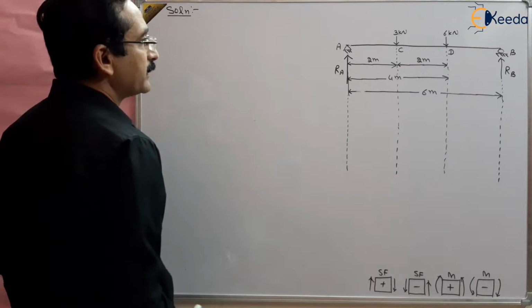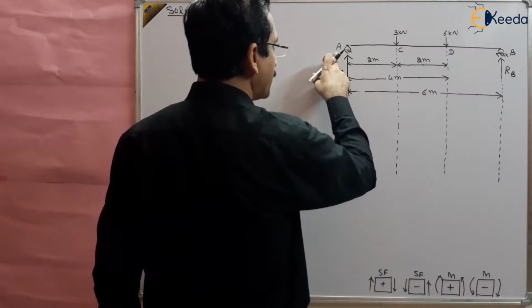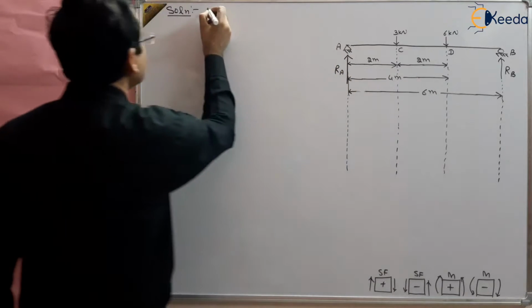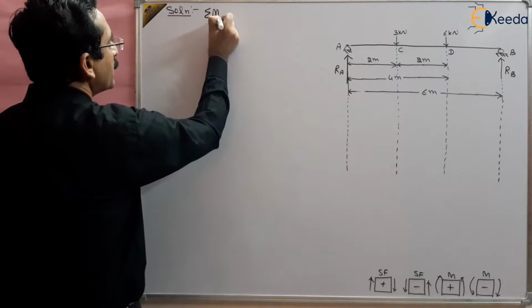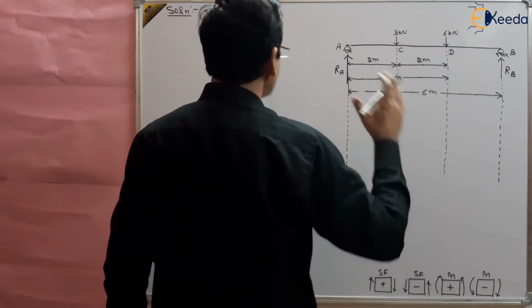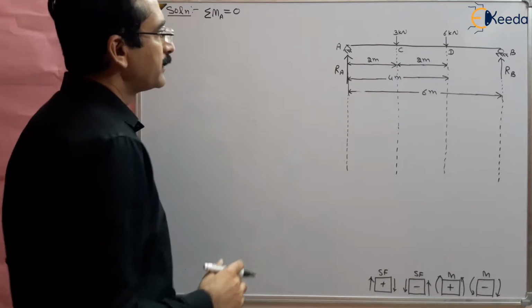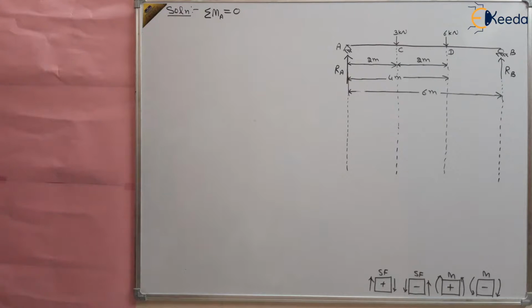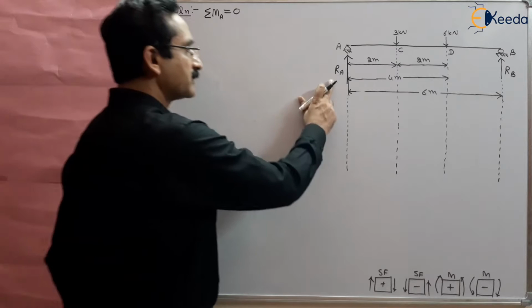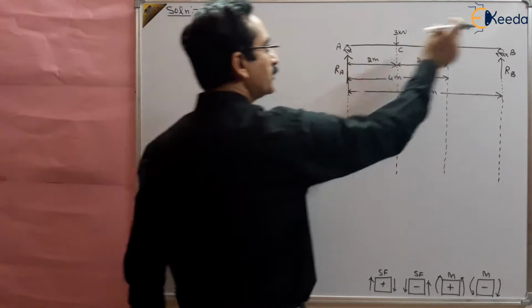For finding RA, take the moment of all the forces about point A. So take sigma MA equal to 0, because the body is in static equilibrium. So the sum of all the moments about A should be equal to 0, right? So let us take the moments. How many forces are there? There are basically 4 forces: RA, the reaction RB, 3 and 6, right? So 1, 2, 3, 4.